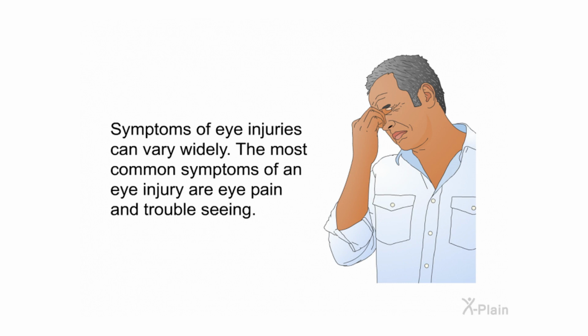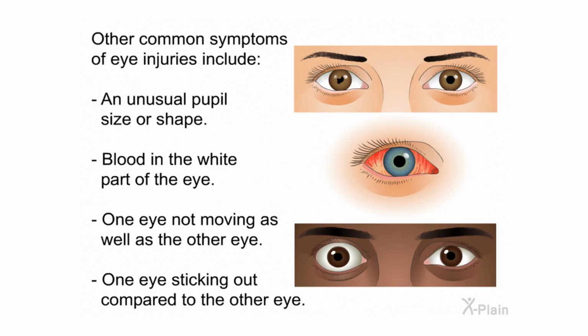General symptoms. Symptoms of eye injuries can vary widely. The most common symptoms of an eye injury are eye pain and trouble seeing. Other common symptoms of eye injuries include an unusual pupil size or shape, blood in the white part of the eye, one eye not moving as well as the other eye, one eye sticking out compared to the other eye.